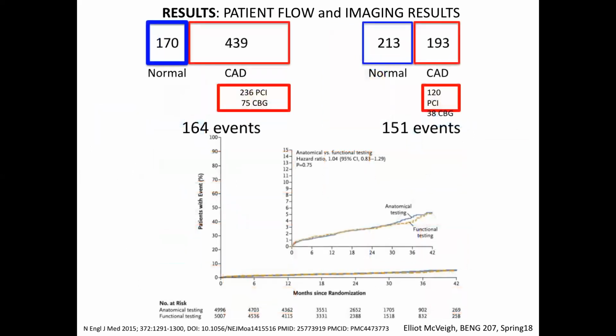The reason is that there were only 164 events here and 151 here. We only treated 236 and 120 and 75 and 38. So how are you going to generate a difference in the rates of events on these two sides when you're treating so few people? Very, very difficult to come up with a significant difference between these two pathways when the numbers get really small.